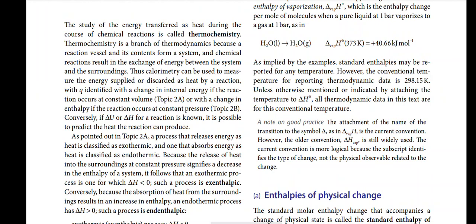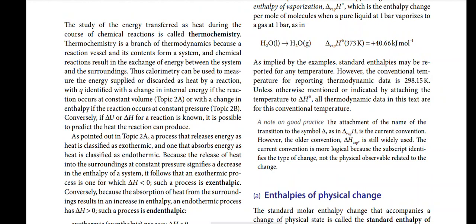Calorimetry can be used to measure the energy supplied or discarded as heat by a reaction, with Q identified with the change in internal energy if the reaction occurs at constant volume, or with the change in enthalpy if the reaction occurs at constant pressure. Conversely, if delta U or delta H for a reaction is known, it is possible to predict the heat the reaction can produce.